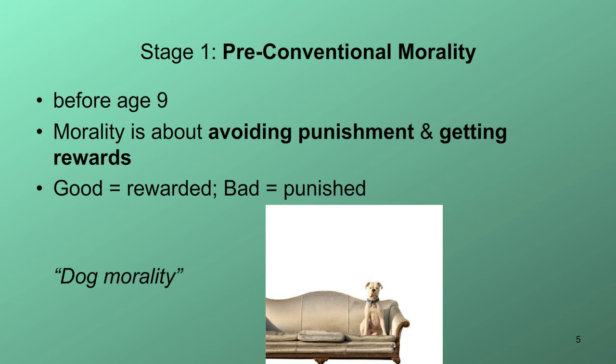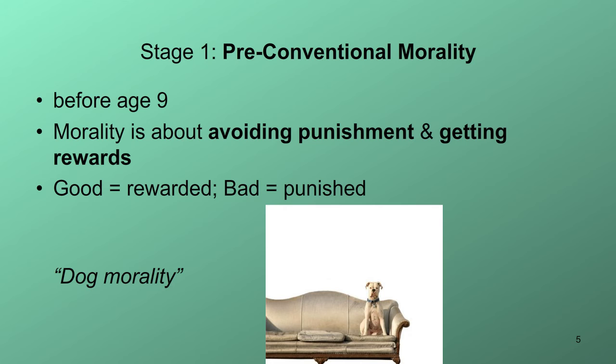Why is this? Because you weren't around, and if the dog couldn't get punished, then it must have been okay to be up on the couch. But if you're around, the dog knows it could get punished. It stays off the couch. This is dog morality. Really, this is the essence of the first stage, that is pre-conventional morality. Before age 9, Kohlberg found that overall, morality seemed to be about avoiding punishment and getting rewards.